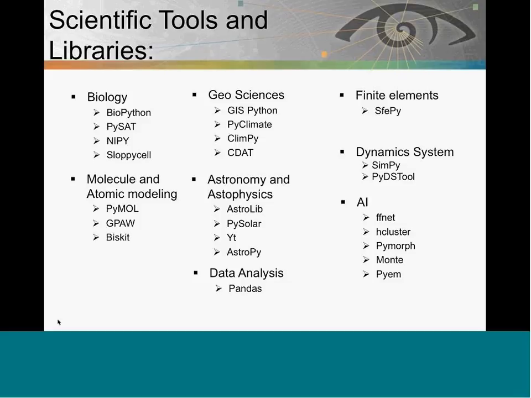libraries popular in different domains. In biology, the Python is very popular package. For modeling, GPOs are two popular packages. In geoscience, Python has different packages. In the geoscience domain: GIS, Python, PyClimate, LimPy, and CDEC. Or White is really popular package.